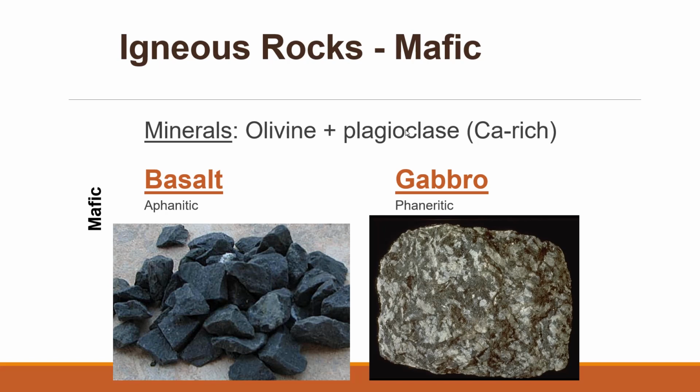Mafic rocks are where we have olivine and plagioclase and pyroxenes. If it's aphanitic, it's basalt. If it's phaneritic, it's gabbro. This is the ocean floor. This is what makes up our ocean crust.